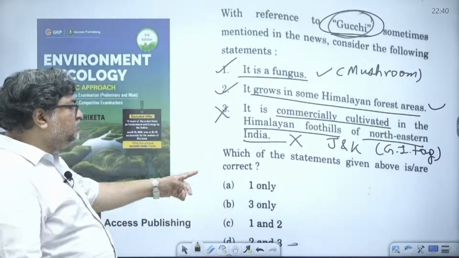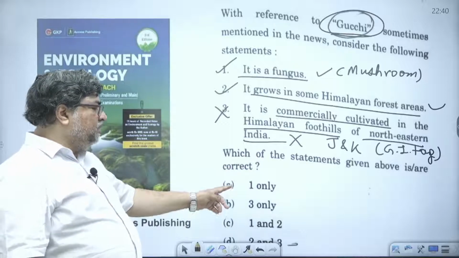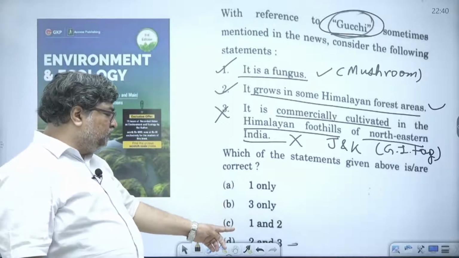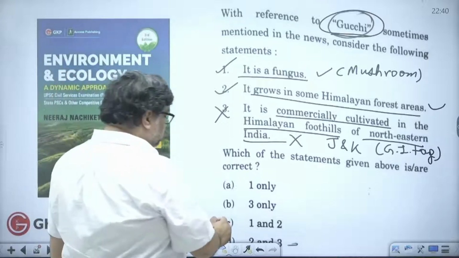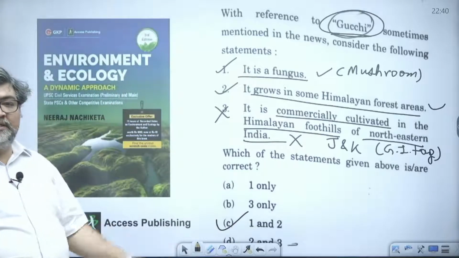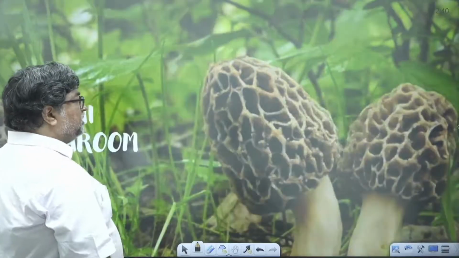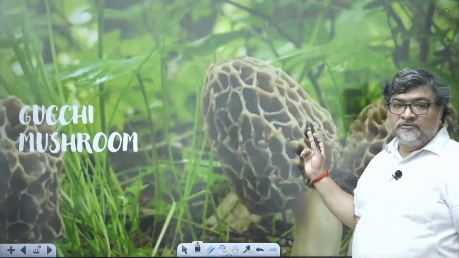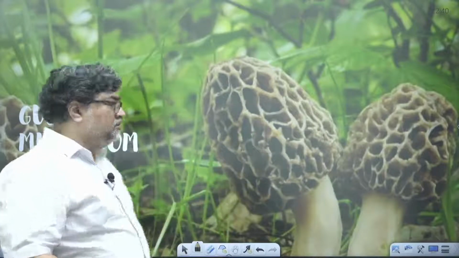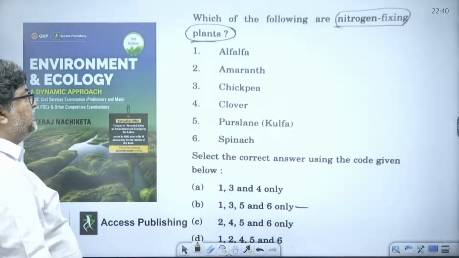So if you look at the options given, which of the statements given above are correct? A 1 only, B 3 only, C 1 and 2, and D 2 and 3. So the answer here will be 1 and 2, C as the answer. Right? So this is how it looks. This is the Guchhi. It is very highly nutritious. 1 kilogram is sold for around 10,000 to 20,000 rupees. And now the GI tag is given to Jammu and Kashmir, and it is a very nutritious kind of mushroom. Guchhi there. Now coming to the next part.